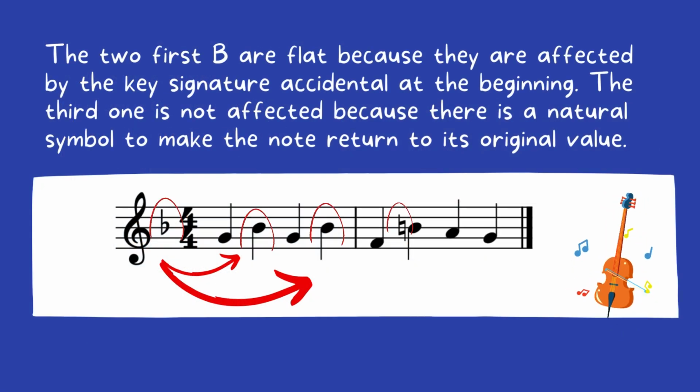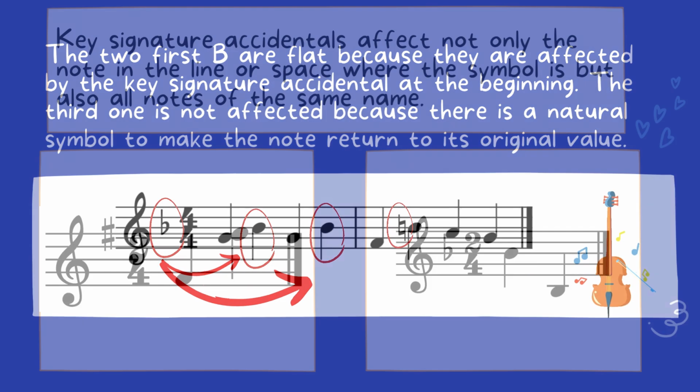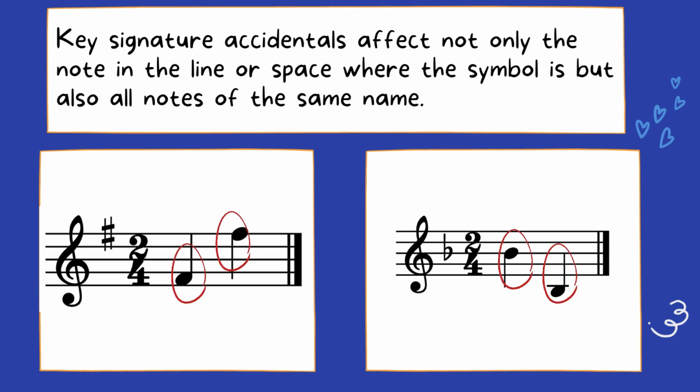Look at this example. The two first B notes are flat because they are affected by the key signature accidental at the beginning. The third one is not affected because there is a natural symbol to make the note return to its original value. But it must be taken into account that key signature accidentals affect not only the note in the line or space where the symbol is, but also all notes of the same name. In the first example, the sharp accidental affects the F on the fifth line, but also the F on the first space. In the second example, the flat symbol on the third line affects the B on that line, but also the B on the space before the first ledger line.